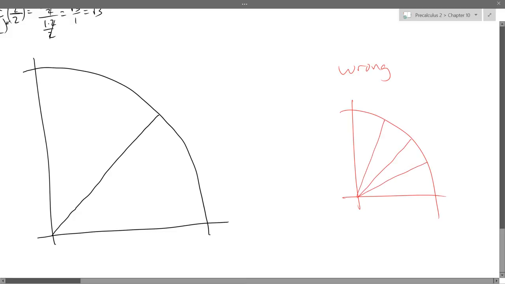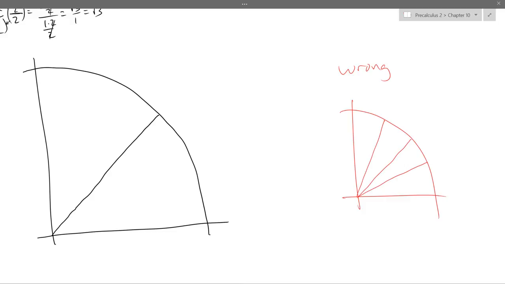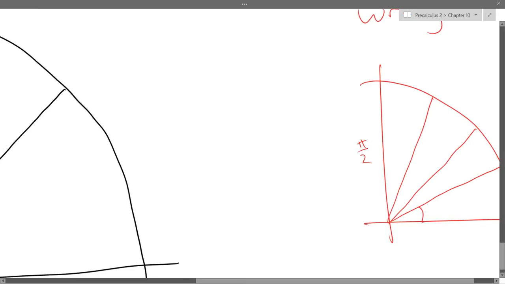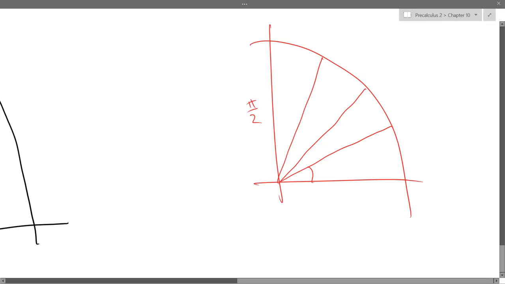So what I try to do is make them all the same size pieces. If I fairly cut quadrant 1 into 4 pieces, if I was serving all of you pizza or pumpkin pie, and I wanted to be fair, I would cut it like this. If I cut it in equal pieces, what is the first angle? So this is π/2 at the top. What is this first angle if I actually cut it in equal pieces? That would be π/8. So it'd be π/8, and then I would have 2π/8, 3π/8, 4π/8.